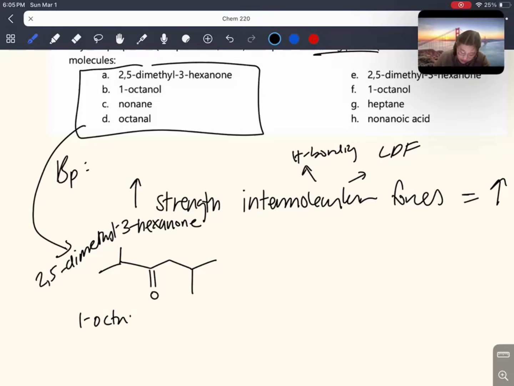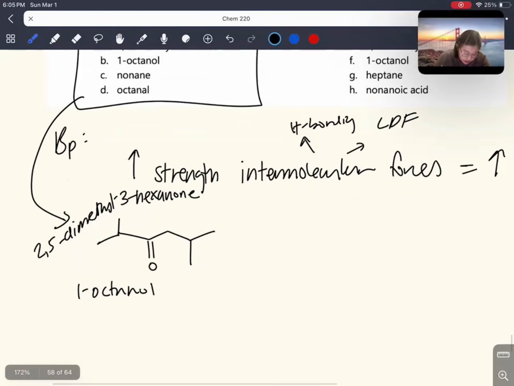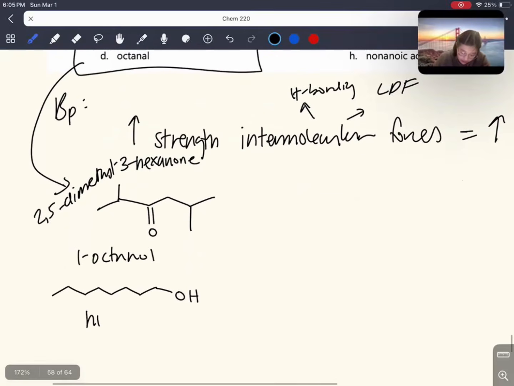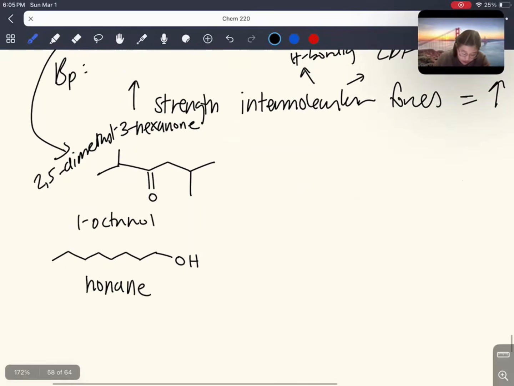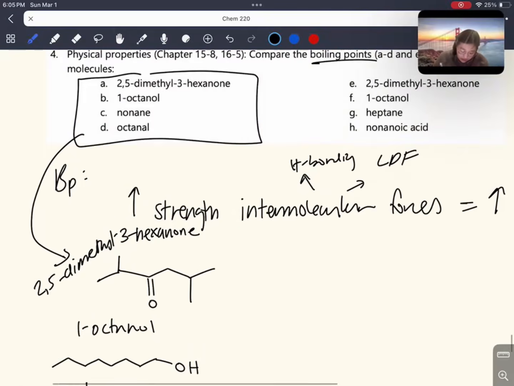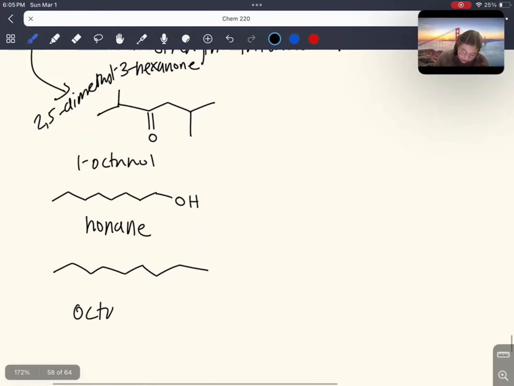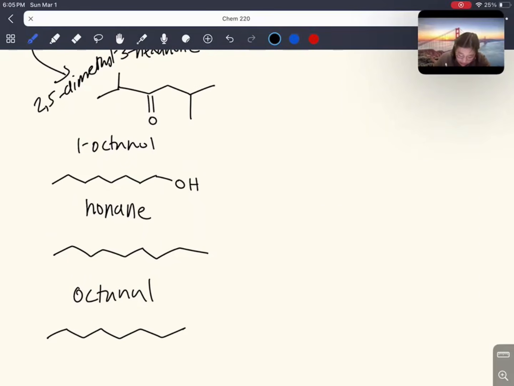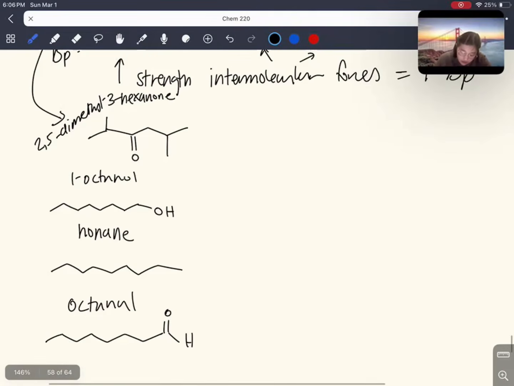And then 1-octanol is going to be 8 carbons with an OH at the end. So 1, 2, 3, 4, 5, 6, 7, 8, and then you have an OH at the end. Then you have nonane, which is 9 carbons. So 1, 2, 3, 4, 5, 6, 7, 8, 9. And then you have octanal, which is 8 carbons with an aldehyde at the end. So 1, 2, 3, 4, 5, 6, 7, 8, and then you have your aldehyde. Okay.